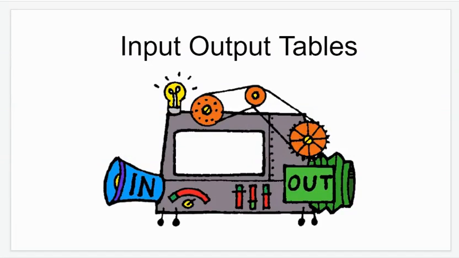Today we're going to talk about input-output tables. I like to think of an input-output table as a magical number machine. One number goes in to the input-output table, some magic happens inside, and another number comes out. Let's look at an input-output table as an example.